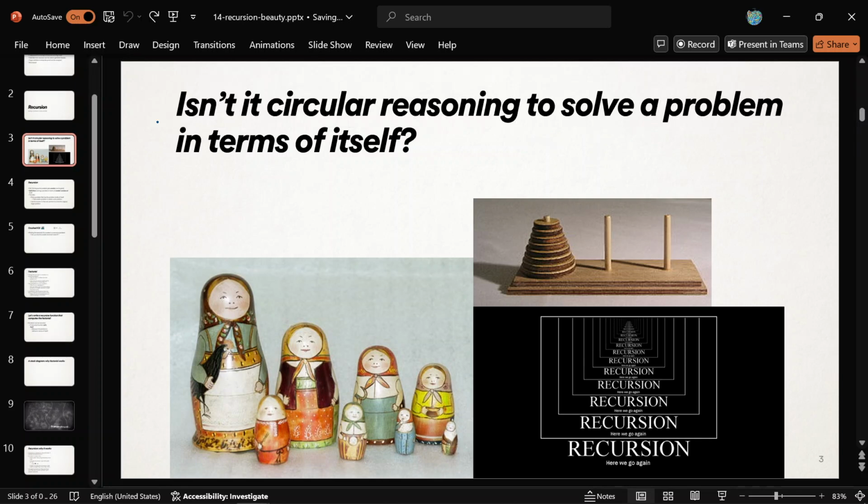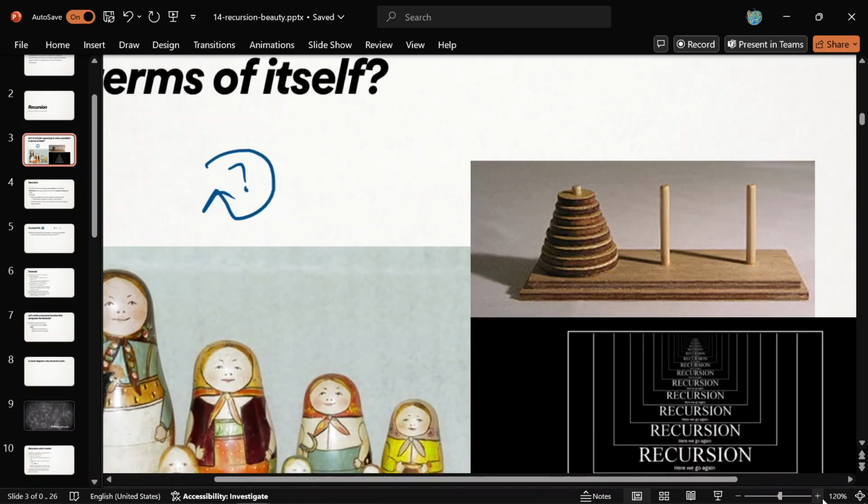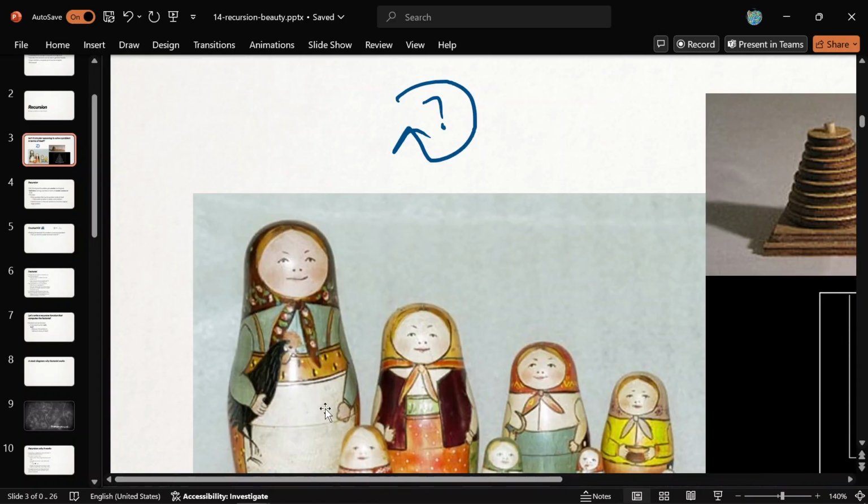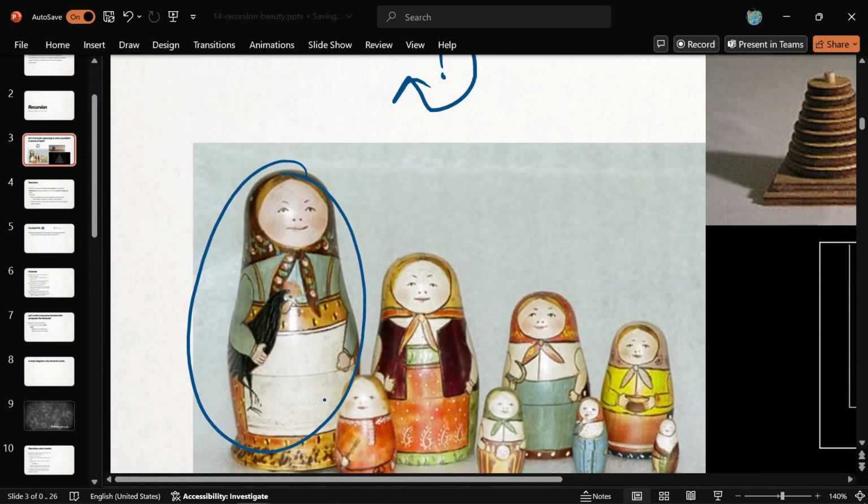So isn't it circular reasoning to solve a problem in terms of itself? It sounds like you're never actually going to get to an answer. The secret is that with recursion, you're not going to find the same version of the problem inside of itself. You're going to find a smaller version of the problem. A good graphical example of how recursion works are these Russian stacking dolls. You've got the outermost one, which is the original problem you want to solve. And then inside of that, you find a similar thing. You find the same problem. You find another doll, but it's smaller.